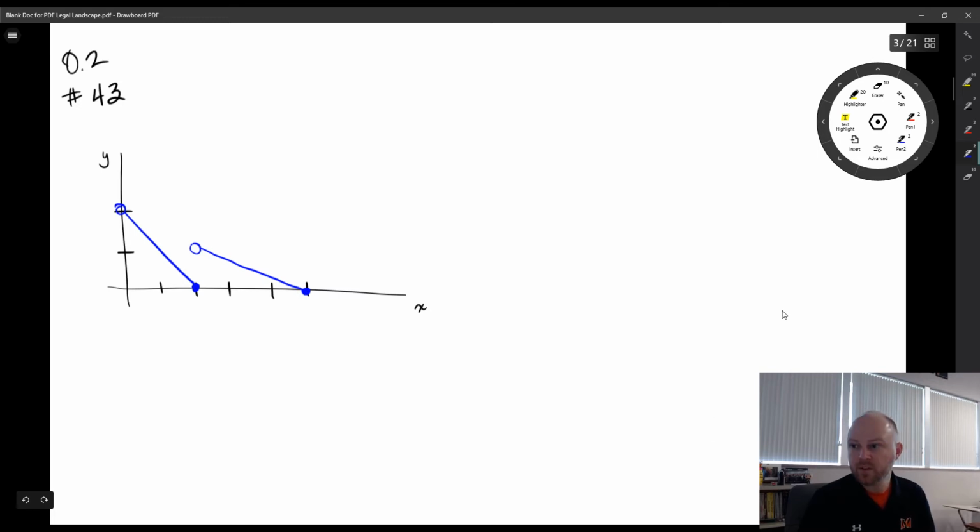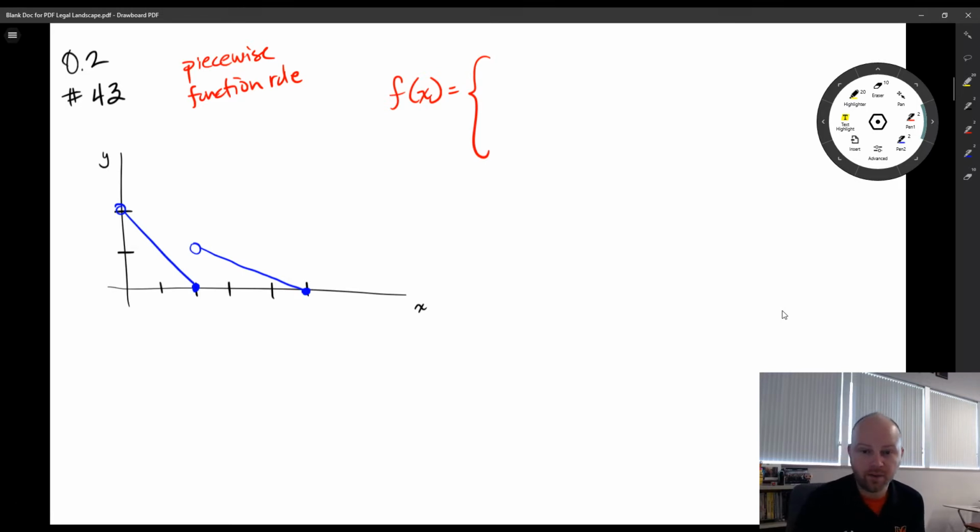Okay, we've got a request for number 43 from 0.2. It looks something like this, and we are supposed to write the piecewise function rule for this graph. So here it is. It looks like it's two pieces. They both look like they are lines. So I'm going to begin with f of x is equal to, get my little brace over here and get ready to write the different formulas.